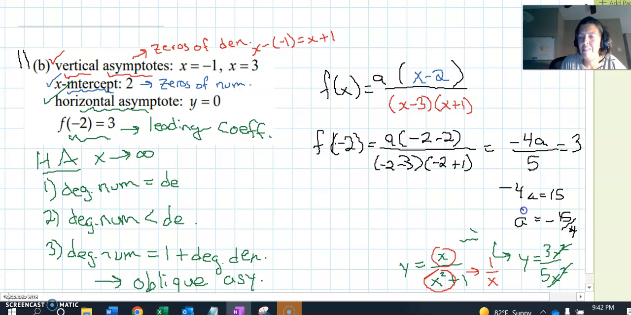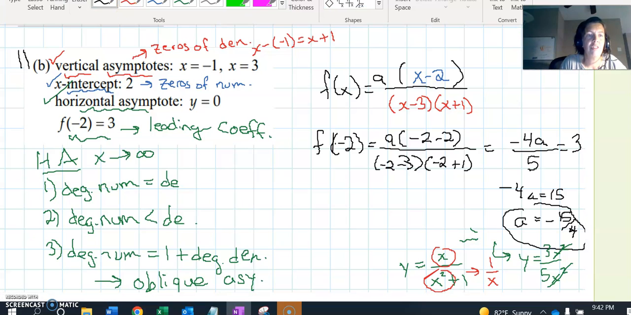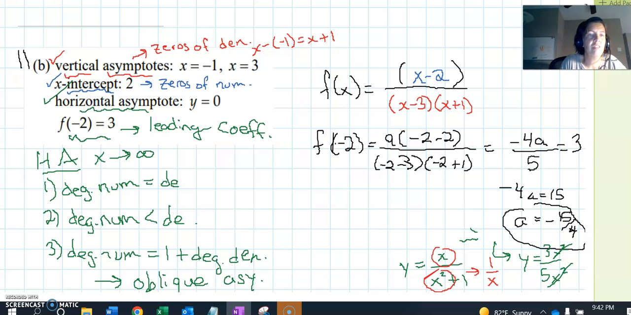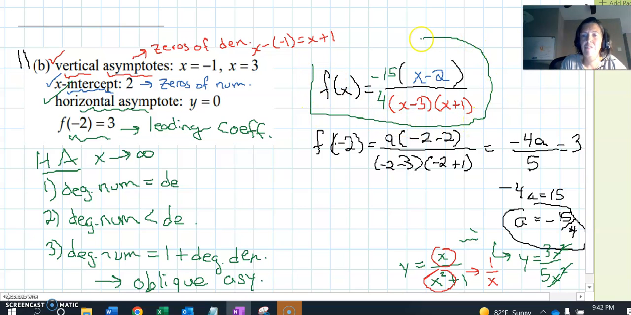Okay, so a is negative 15 over 4, and so our function, if I go back up here, actually that's what I should do. Change this a to negative 15 over 4. And there you go. There's your function that's going to satisfy all 4 of these requirements.